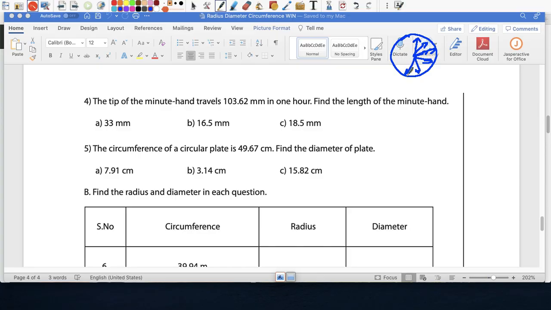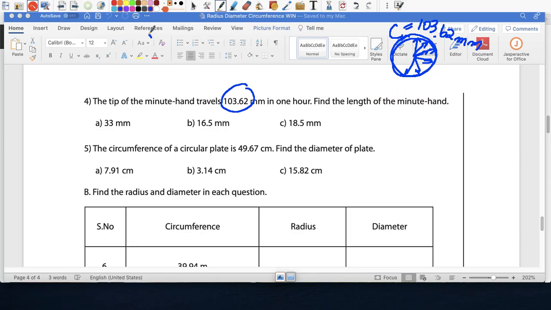So when the minute hand travels around the clock, it's telling you that the distance it's traveled is 103.62. That tells us the circumference is 103.62 millimeters for this watch. And they're asking us to find the length of the minute hand. The minute hand is the radius.